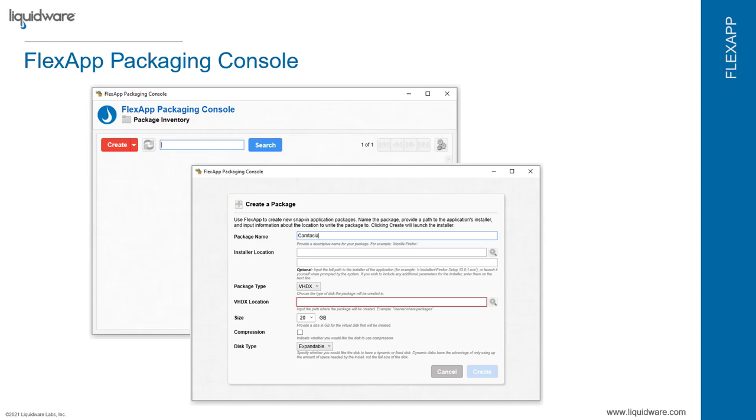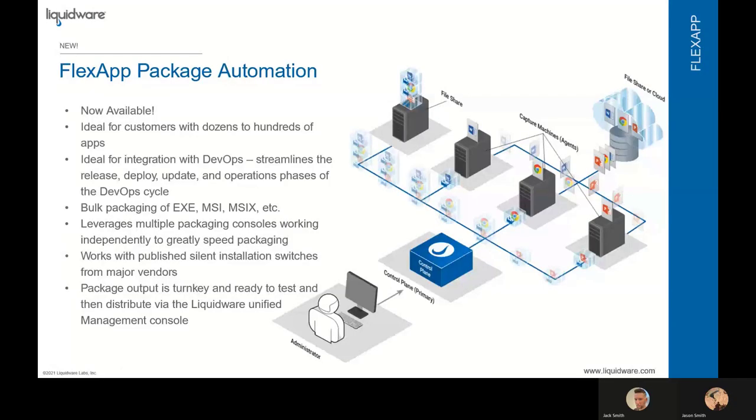If your organization has dozens of applications or hundreds of applications, we've automated this entire process with new FlexApp automation that is now available. Okay, so you've seen our packaging console and how seamless that is, and that's what is traditionally used. But now we have packaging automation. It's now available on our website.